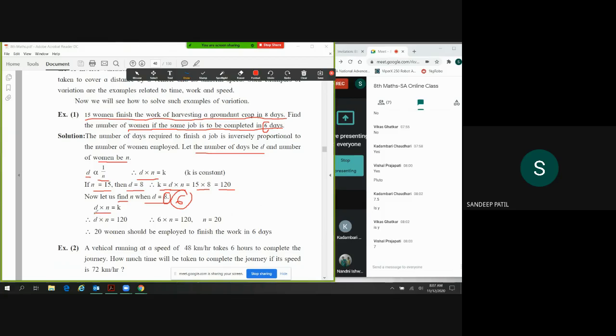So if we put the value D is equal to 6 here, we know that 6 into N is equal to 120. So N becomes 20. So 20 women should be employed to finish the work in 6 days. So this is one example where they have utilized the inverse variation principle for calculating the number of women or number of days for certain projects.